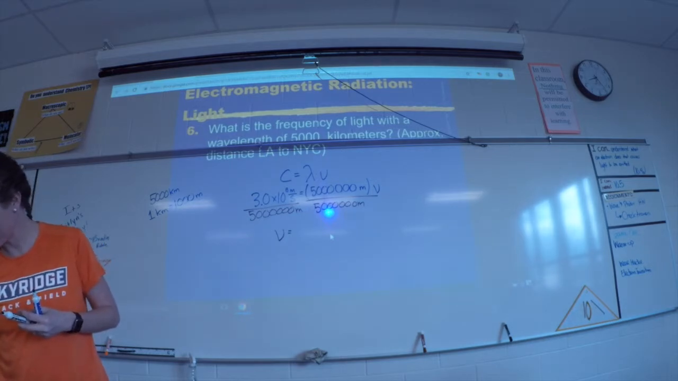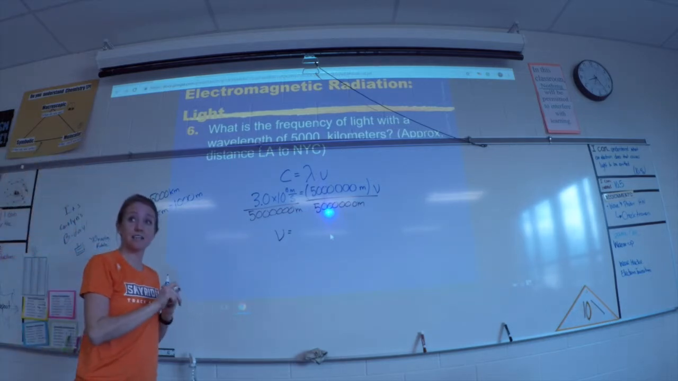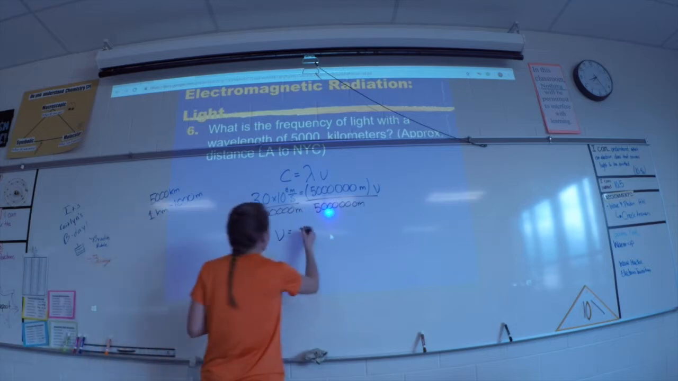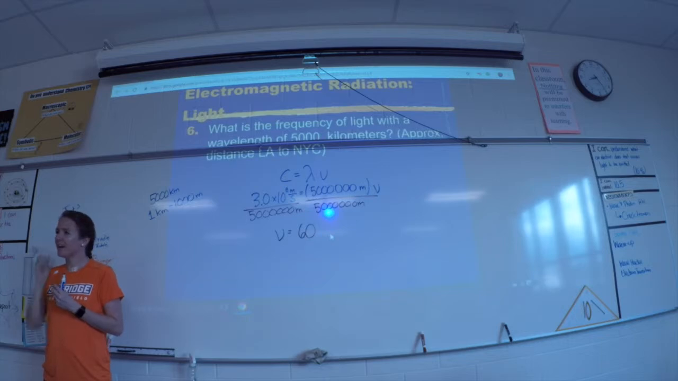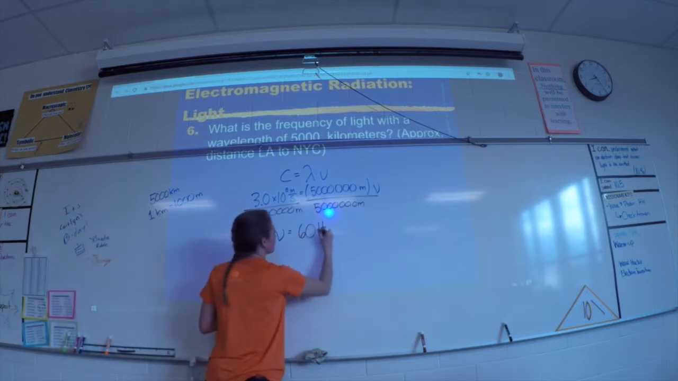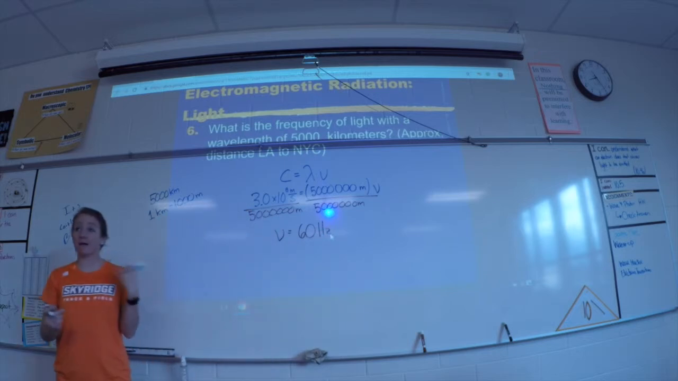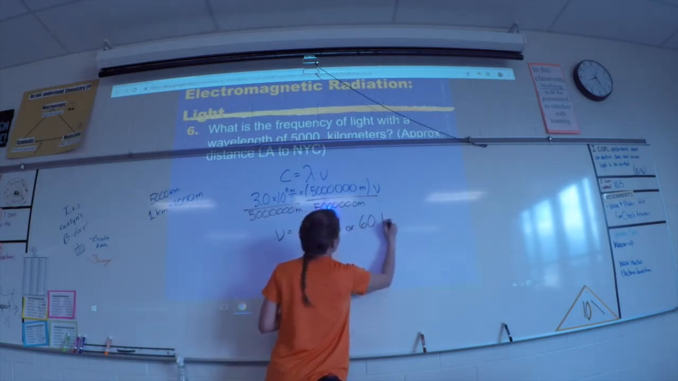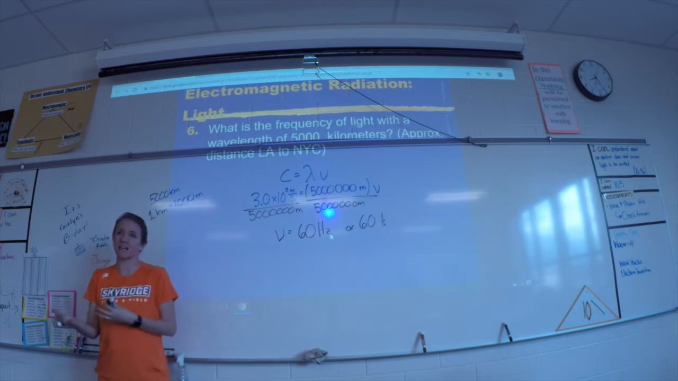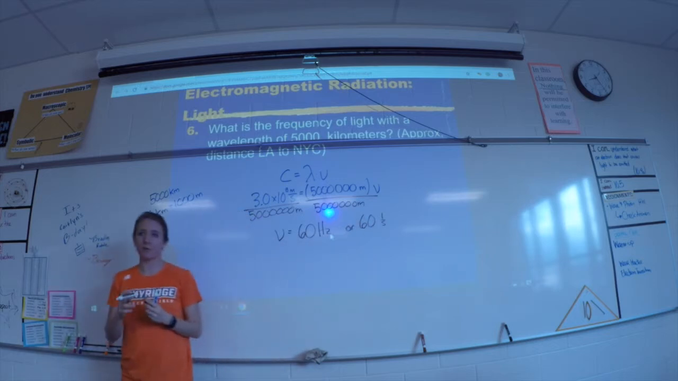Does anyone have it yet? 60. Sounds about right. Any thoughts on the unit for this answer? What do we say we measure frequency in? Yep. Okay, you actually can write that 2 ways. You can write it as 60 hertz, or you can write 60 1 over s, because that's what a hertz is. So both of those are acceptable.